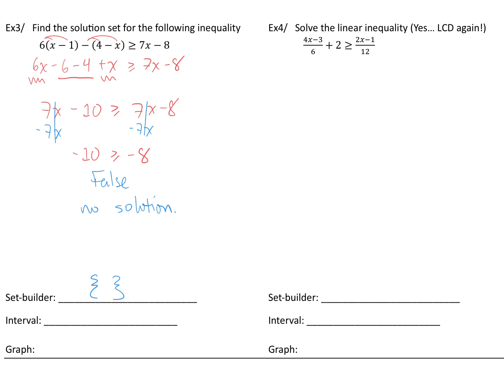The no solution for interval notation is this symbol. And oddly enough, no solution for a graph is just a blank number line. There's no number to put there, there's no dot, there's no direction to shade. It is literally just a blank number line.